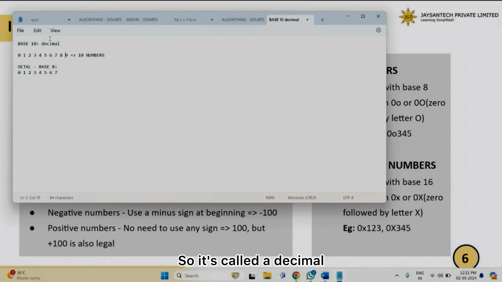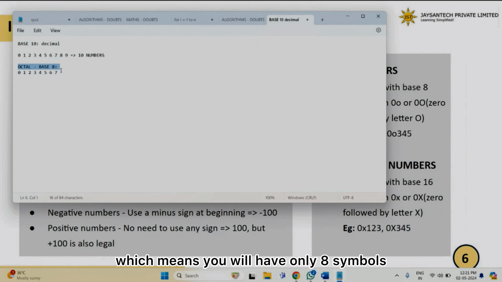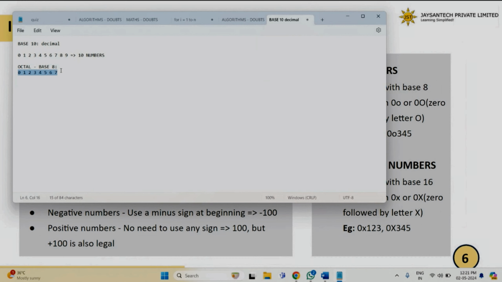So it's called a decimal or a base 10 number. Octal number, like you have octa means 8. So they're called base 8 numbers, which means you will have only 8 symbols to build up your numbers.